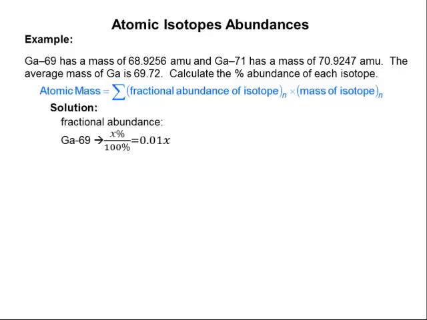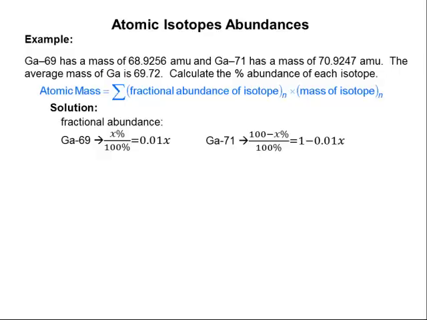When we go to our solution, if we look at gallium-69, we don't know what its percent abundance is, but if we call that X percent, we do know we'd take X divided by 100. Well, X divided by 100 gives us 0.01X. We know that gallium-71, its percent abundance would be 100 minus the percent abundance of gallium-69, and to get its fraction, we'd then divide by 100. So for gallium-71, it would be 1 minus 0.01X. Okay, and keep in mind, we're trying to solve for X.